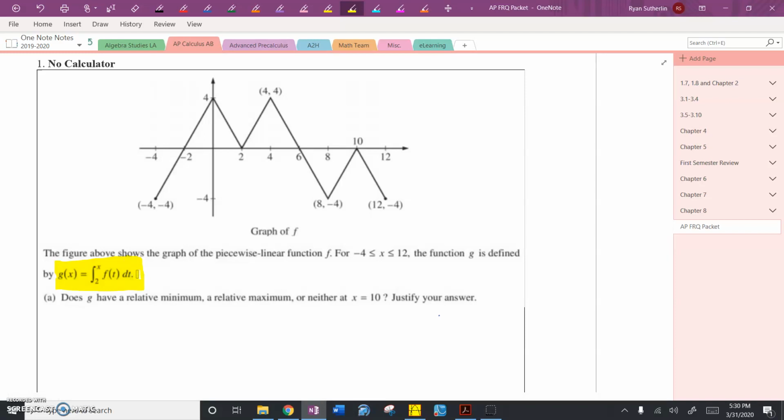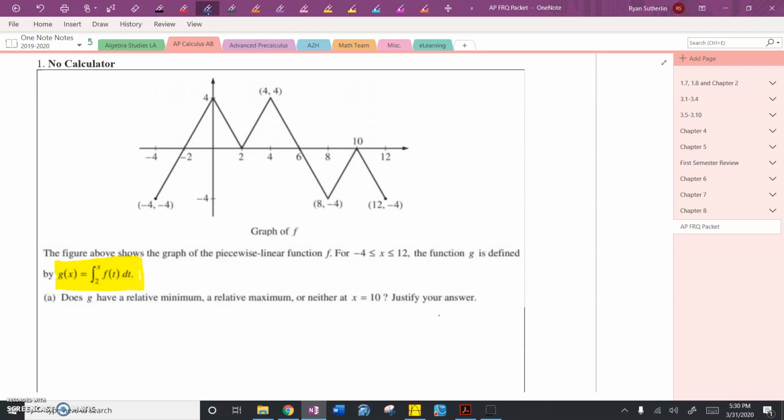Part A. Does g have a relative minimum, a relative maximum, or neither at x equals 10? Justify your answer. So, again, what I'd like you to do is pause the video, try this part, and then when you're done, unpause it, and we'll go through it together.